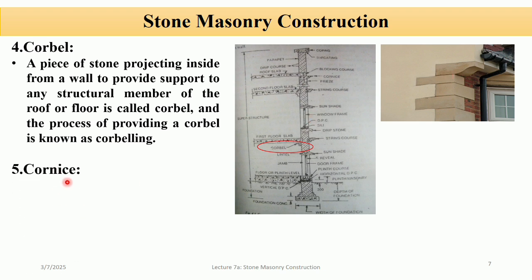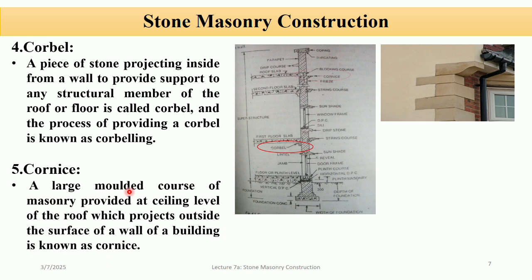Cornice. So a cornice is a decorative horizontal molding that crowns a building or wall, often projecting outward. It serves both aesthetics and functional purposes by directing rainwater away from the structure. So cornice protects the wall from water damage and adds an ornamental touch to buildings.